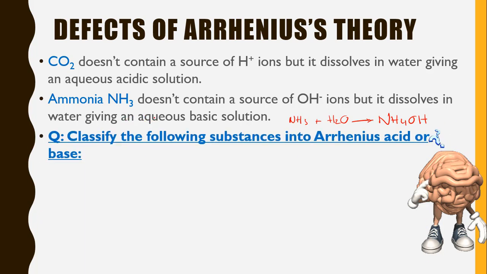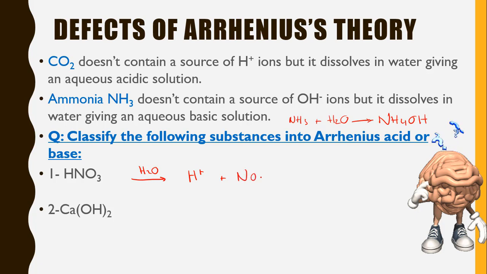Classify the following substances into Arrhenius acid or Arrhenius base. We said an Arrhenius acid must contain a positive hydrogen ion. Let's see HNO3 when it dissolves in water. What does it give us? If we dissolve it in water, it gives us H positive plus NO3 negative, both aqueous. Since it contains positive hydrogen ion, it is considered an Arrhenius acid.